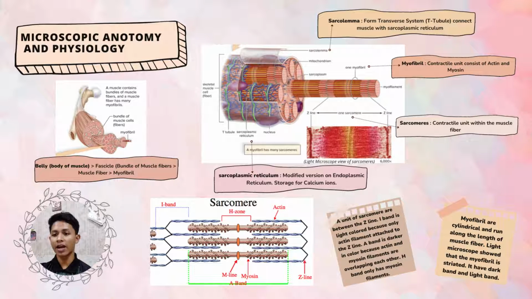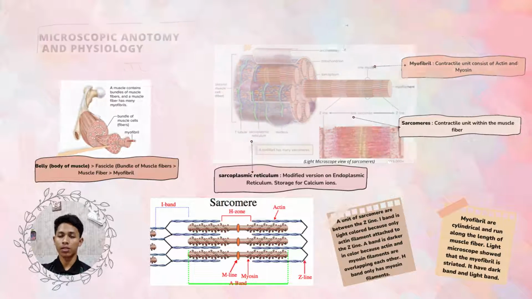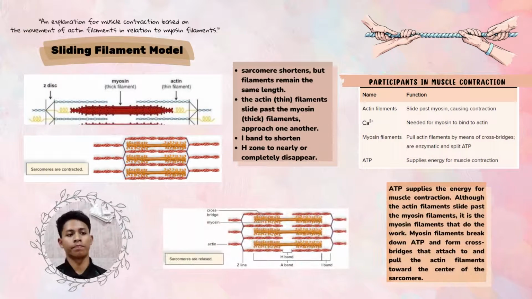The I band is light colored because only thin filaments are attached to the Z line. The A band is darker in color because actin and myosin filaments are overlapping each other, and the H band only has myosin filaments.